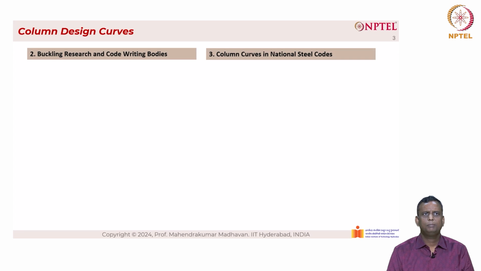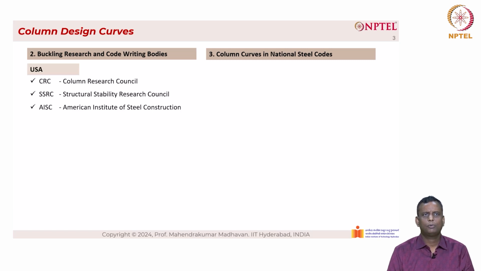Now, let us look at the buckling research and code writing bodies, followed by the column curves in national steel codes. In the US, we have three different code writing bodies: CRC, also known as Column Research Council; SSRC, known as Structural Stability Research Council; and AISC, which is the American Institute of Steel Construction. The CRC and SSRC are one and the same. The CRC is an old name, SSRC is a new name. It was changed in the 1970s, I believe.